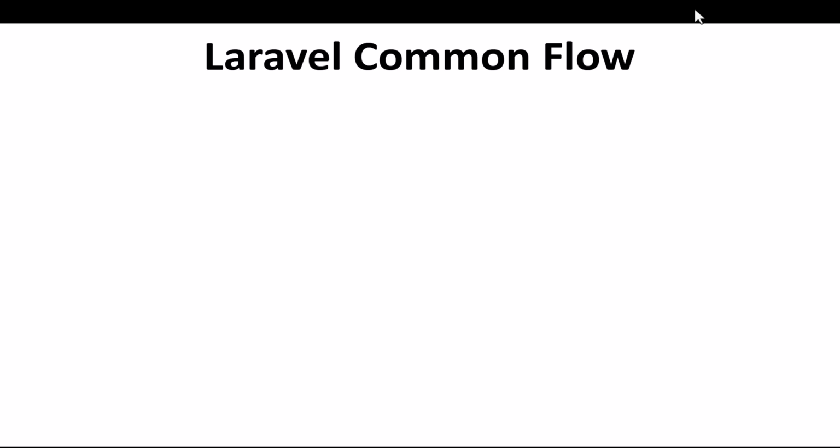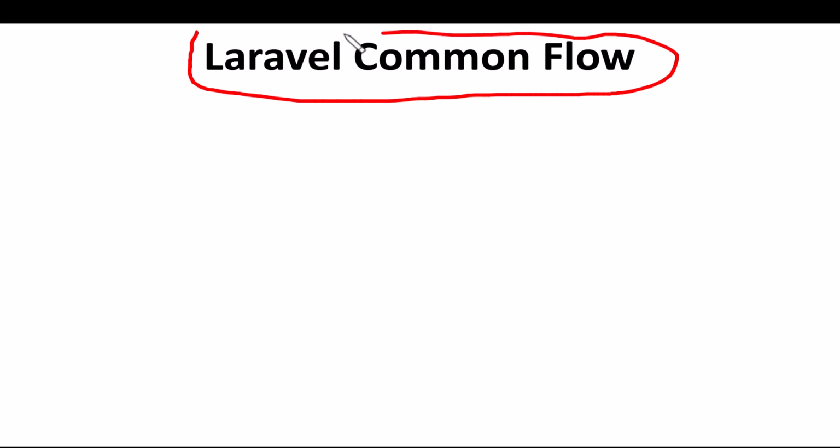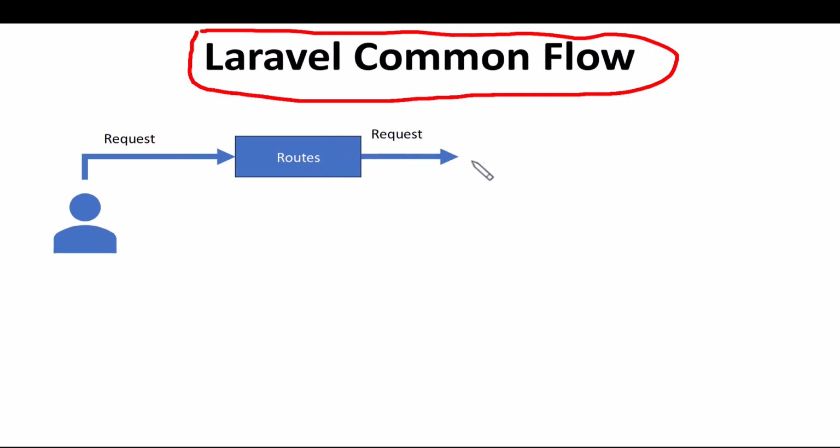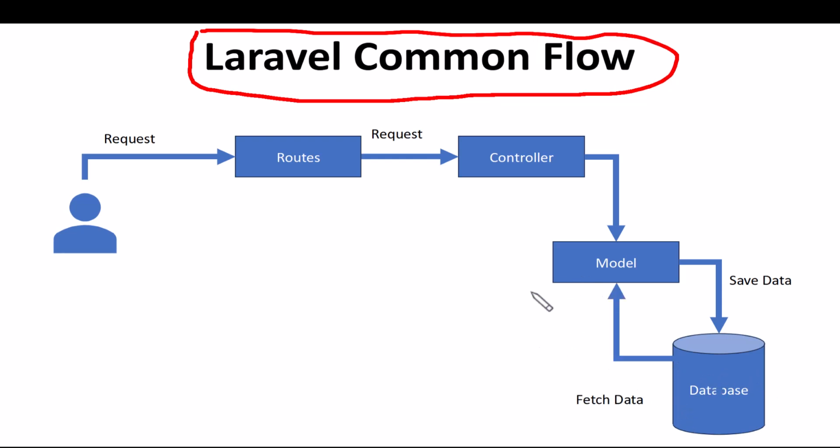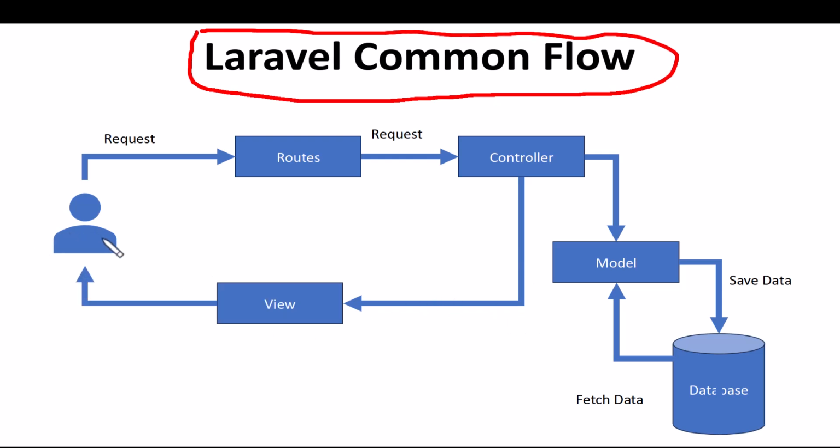Now we are going to start with a new topic, which is middleware in Laravel. In the previous videos, I have already covered this flow chart of the Laravel command flow, where the user sends a request, the request goes to the routes, and from the route it goes to the controller. Then from the controller, using the model, we either save our data inside our database, or we fetch data from the database. Then we return the response or the view back to the user.